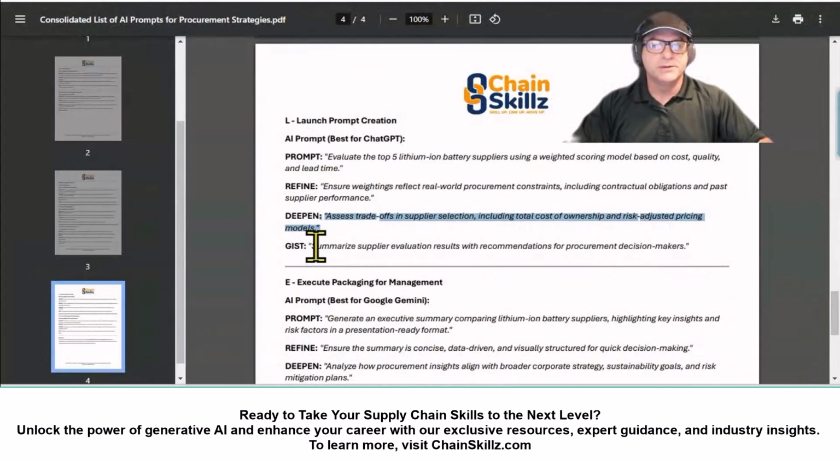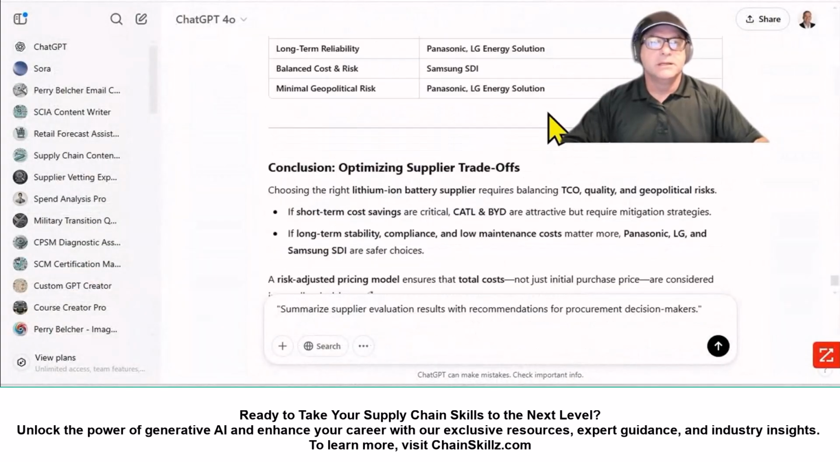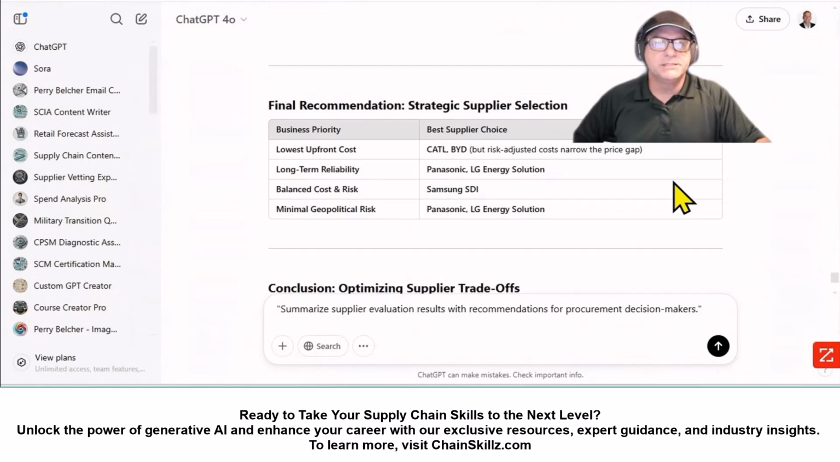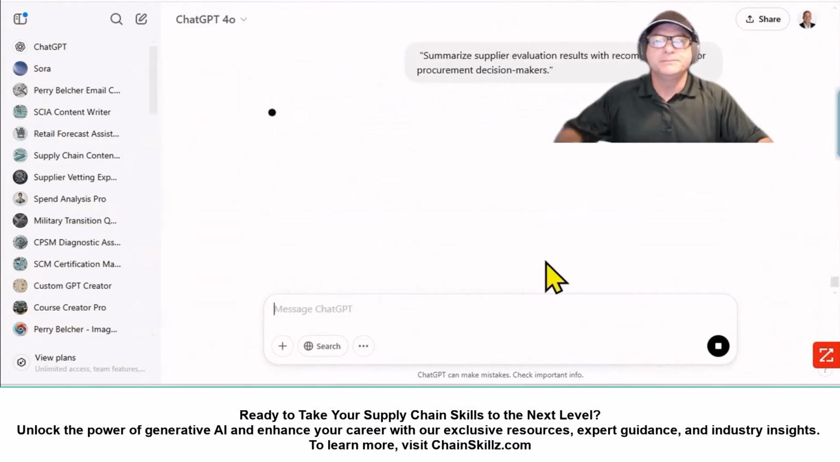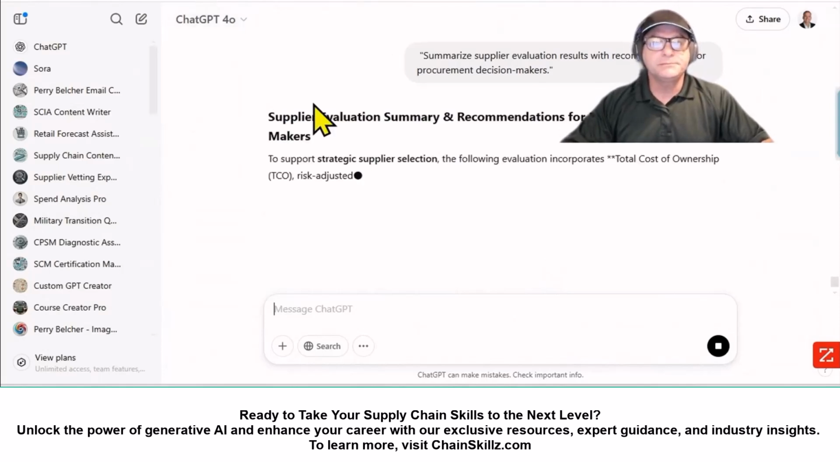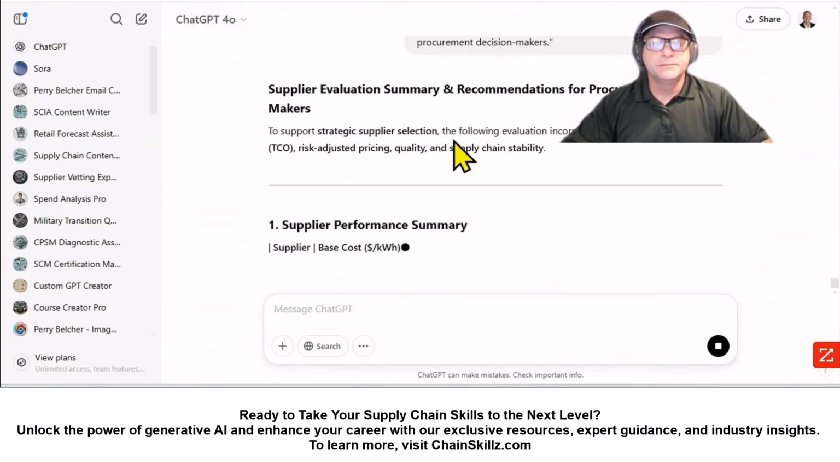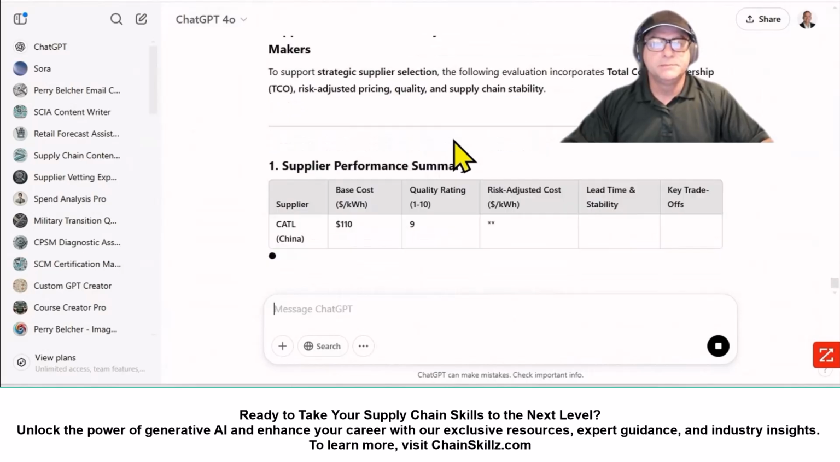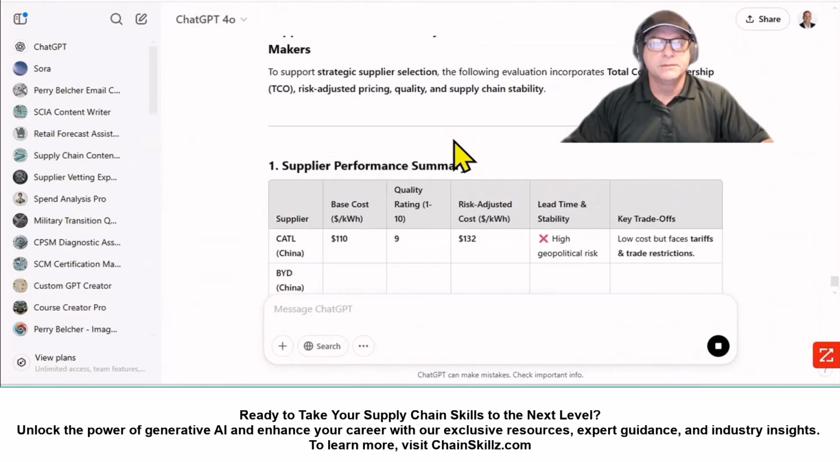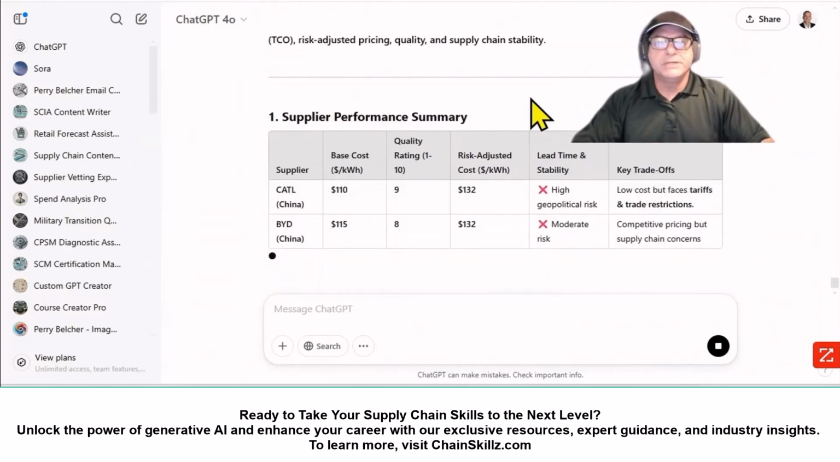Now let's put it all together. Final recommendation, strategic supplier selection, upfront cost, long-term reliability, balanced cost and risk, minimum geopolitical risk. Okay, let's put it all together. And it's putting it together for us.